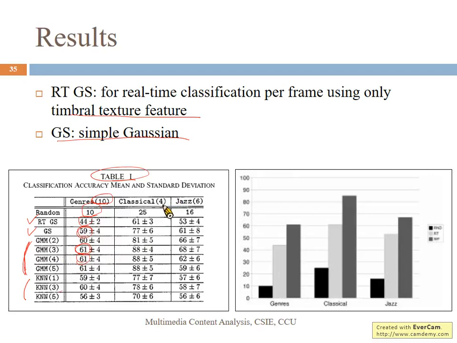And if we focus on the classical music subdivided into one of the four types, then the accuracy of random guessing is 25%, using only timbral features is 61%, using simple Gaussian is 77%, and if we use GMM, we achieve the highest accuracy. Okay, and the KNN classifier does not work very well. Its performance is similar to the simple Gaussian. And for classifying jazz, a similar trend can be obtained. We can obtain the highest accuracy based on the Gaussian mixture model classifier. And the right figure is just an illustration of these values.